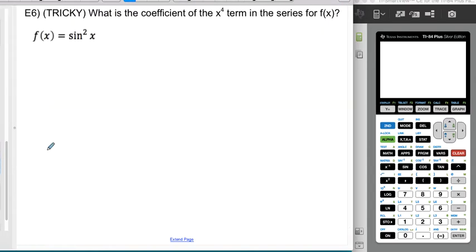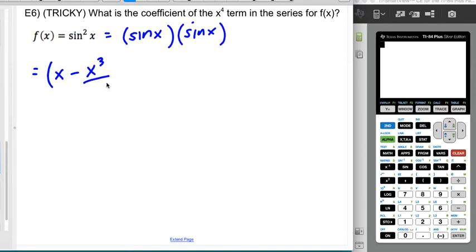All right, now this one's tricky again. What is the coefficient of the x to the 4th term for this series? The reason this is tricky is you're foiling two infinite series. It's sine times sine. So what's happening is this is going to be x minus x cubed over 3 factorial plus x to the 5th over 5 factorial plus dot, dot, dot, times the exact same thing the second time.